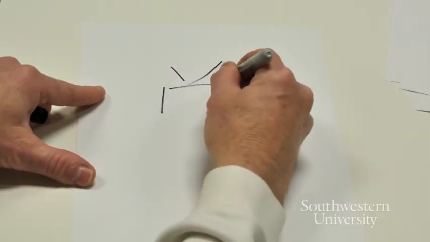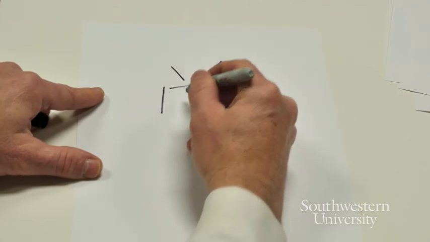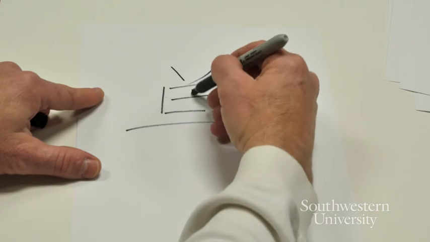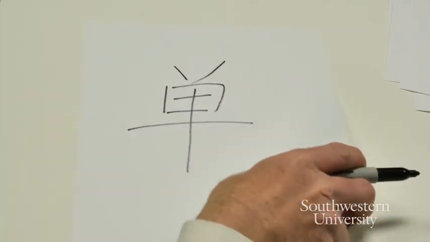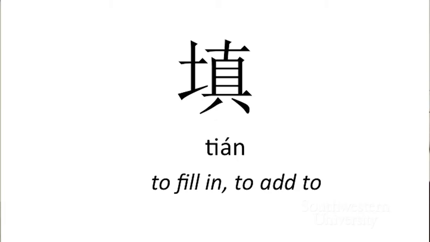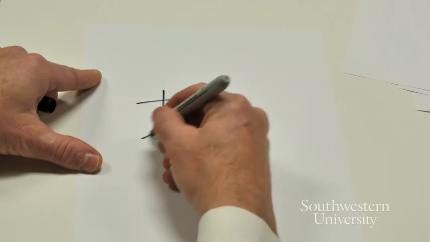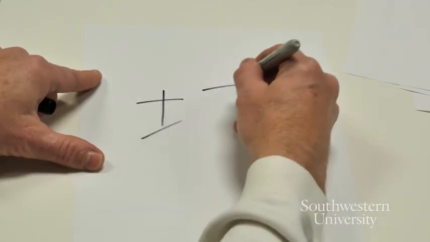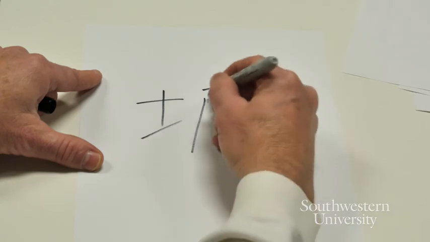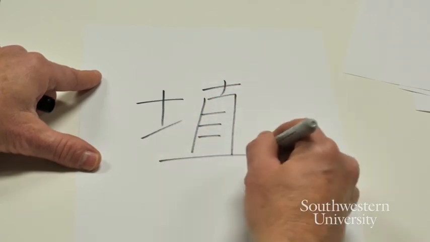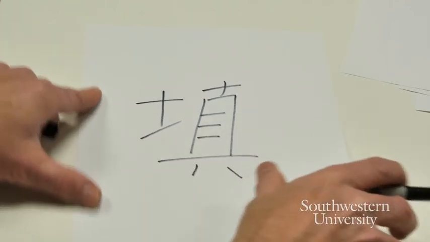A depiction of the sunrise, dan, just used for the sound. Tian, to add, to increase. So you have the earth radical, tu zi pang, and then jun on the right-hand side, in this case, is phonetic. So at one time it would have been pronounced the same as tian, and then borrowed for that purpose.